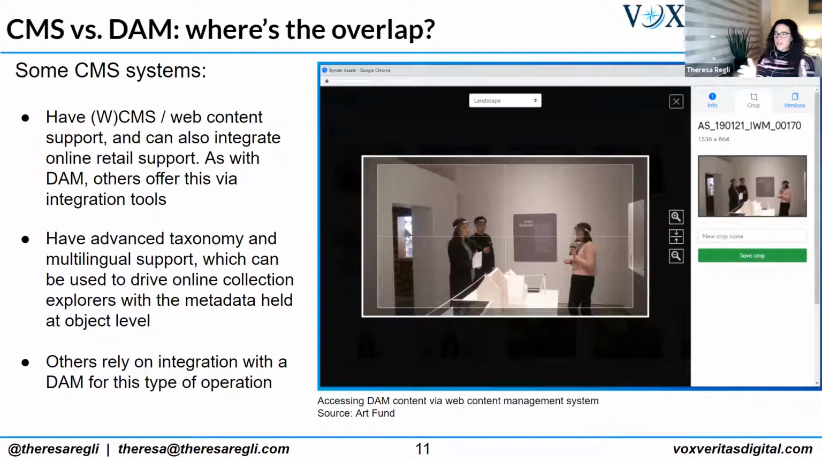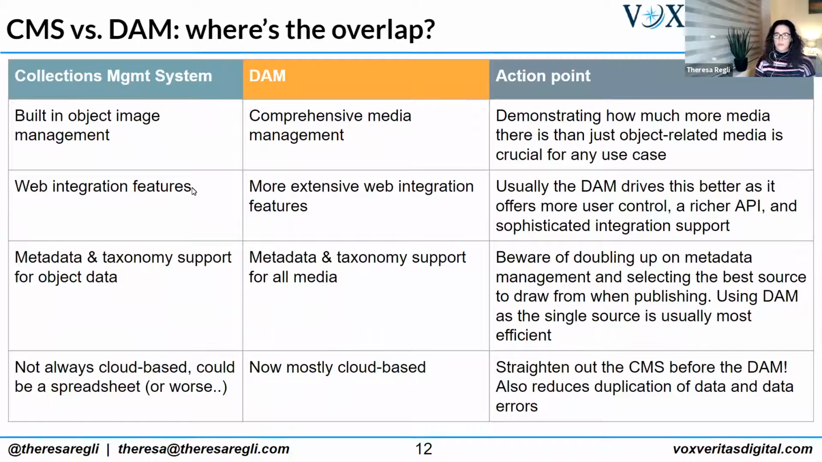So you need to plan for yourself. Where does the collections management system end and the DAM begin? And that's how you can determine how to let these systems overlap. So let's just take a few examples here. If I have, for example, this object image management that I've talked about, you're not going to be able to, for example, store high resolution videos or manage media in rich ways within your CMS.